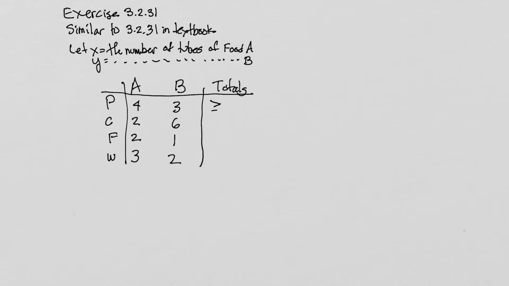Now, the diet calls for 42 units of protein, but what we need here is at least, so greater than or equal to 42 units of protein, at least 30 units of carbs, and at least 18 units of fat. The requirements say that we need 42 units of protein, but we're not going to get exactly 42. We need at least 42, right? That has to be greater than or equal to 42 to meet that requirement. At least 30 units of carbs and at least 18 units of fat.